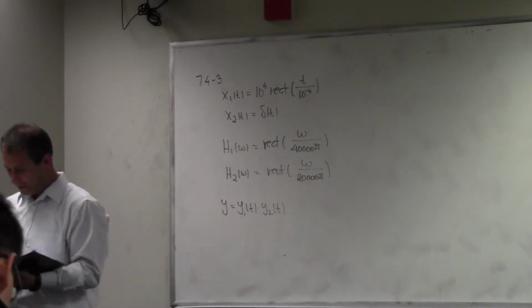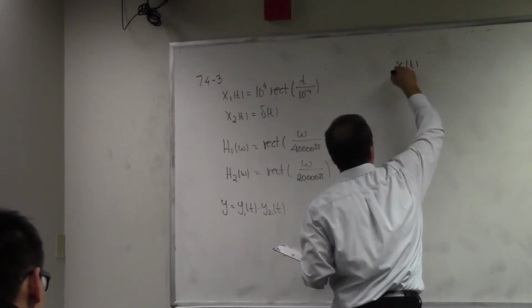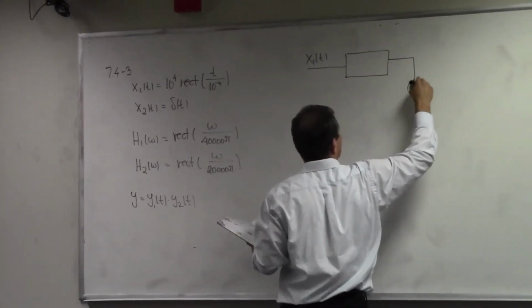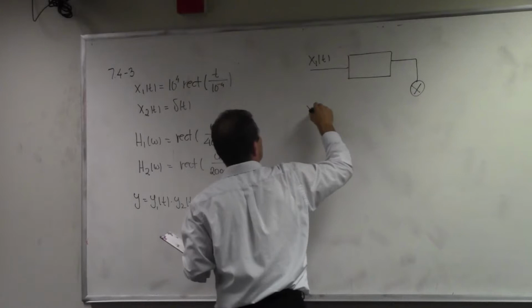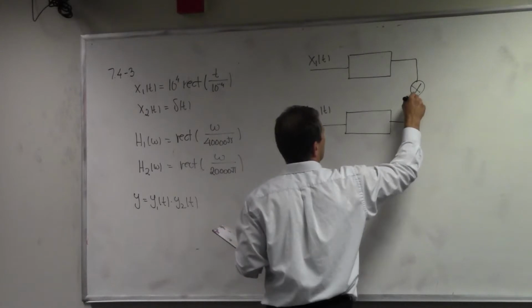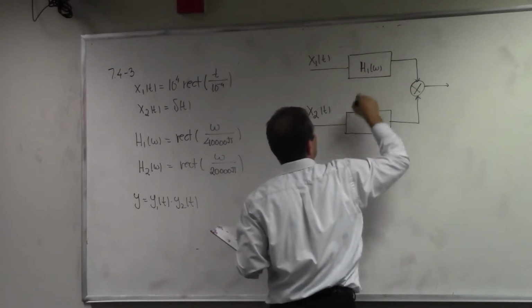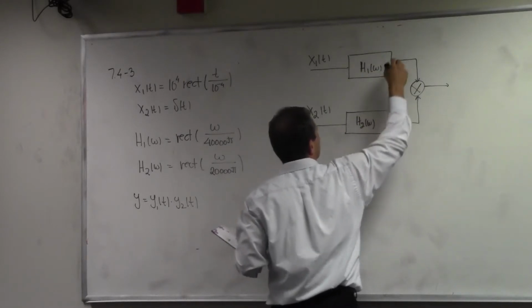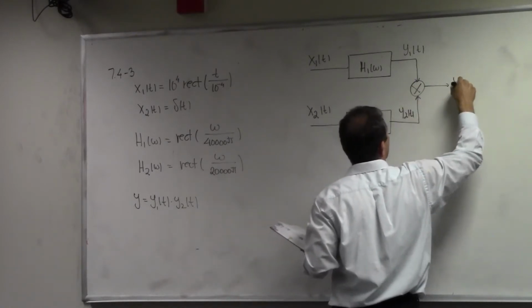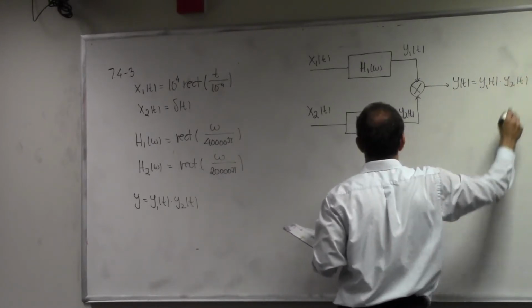All right. So just graphically, this is x1 of t. It goes into this filter, and then you will multiply it by x2 of t, which goes into the other filter. And this is your H1 of omega, H2 of omega, y1 of t, y2 of t, and this is y of t, which is y1 of t times y2 of t.